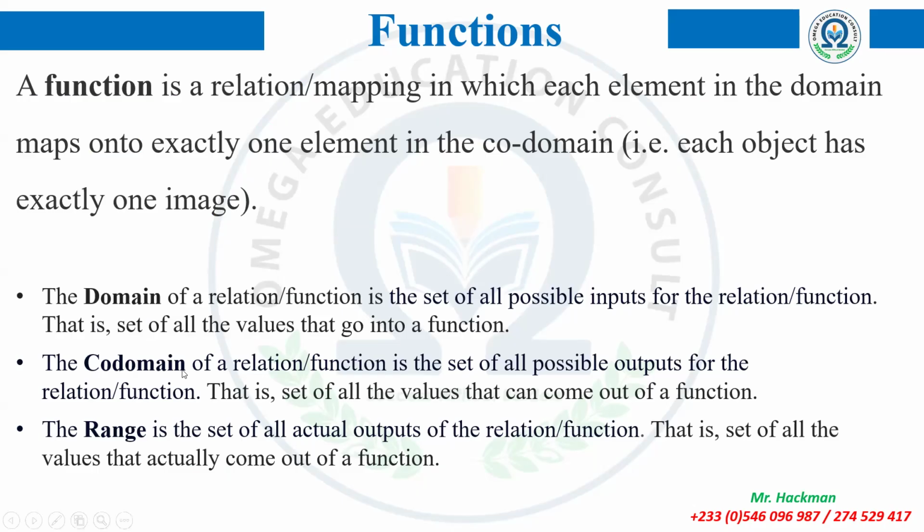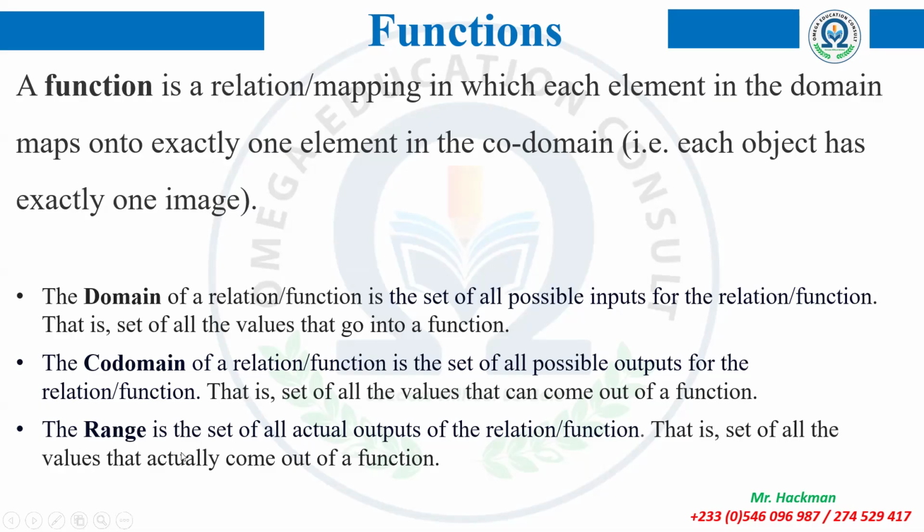Then you come to codomain. The codomain of a relation or function is the set of all possible outputs for the relation or function. All possible outputs. And you know where you can get your output, point or object or element. In this case, it is the set of all the values that come out of the function. So outputs coming out, all the set of elements that can come out of the function.